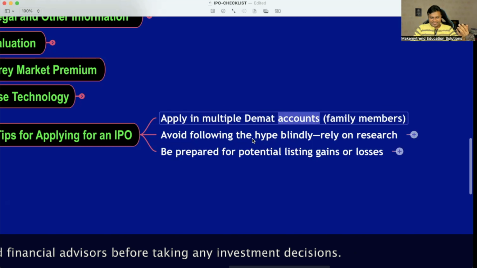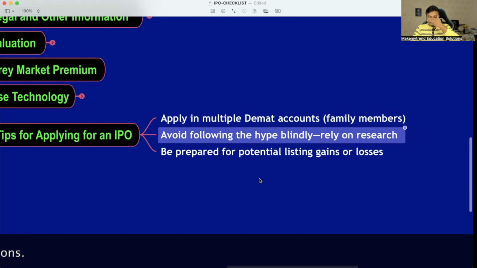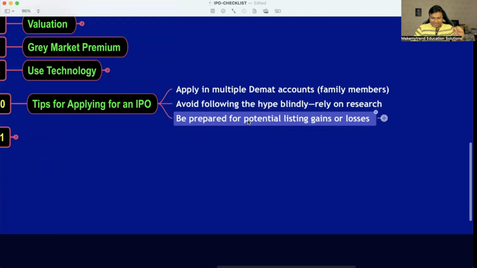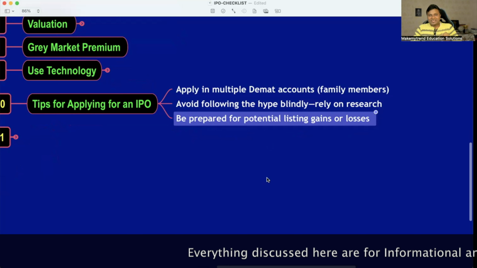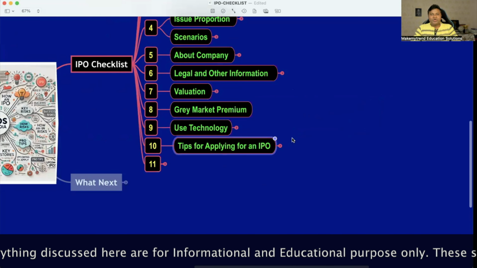Okay, and the second thing is, avoid following the hype blindly. Rely on research, as we have done research right now. Similarly, you can do the research and get a recommendation on whether you should apply for the IPO or not. Always be very careful that whenever the listing happens for an IPO, many times the GMP might go wrong or the analysis might go wrong, so you should be ready for listing gains and losses also. Many times a loss might come into the picture, so you should be ready for that.